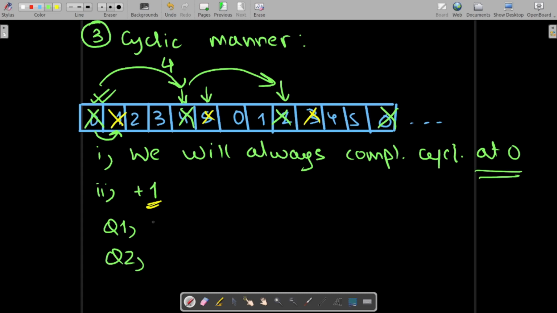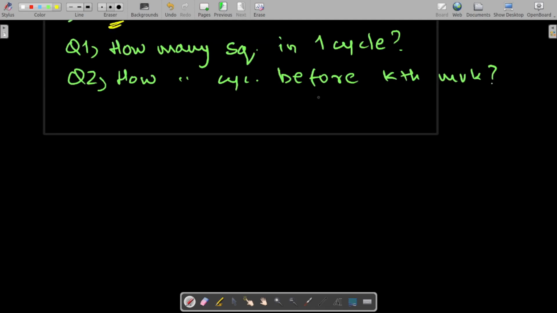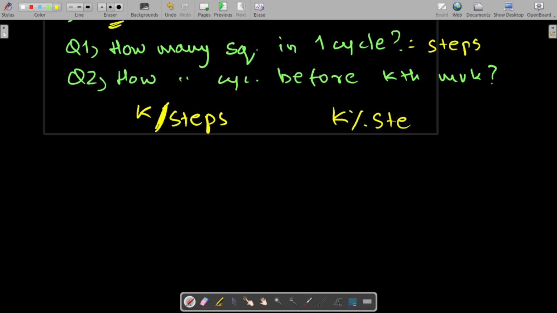The first one is, how many tiles or how many squares do we mark in one cycle? And the second very important question is, how many cycles are there before the kth turn, before the kth mark? So to answer the second question, if we know that the first question has an answer, let's suppose that this is the number of steps in that particular cycle, then we can simply say that k by number of steps will be the number of cycles, and then the remaining steps will be simply k modulus steps. That means the length of the cycle.